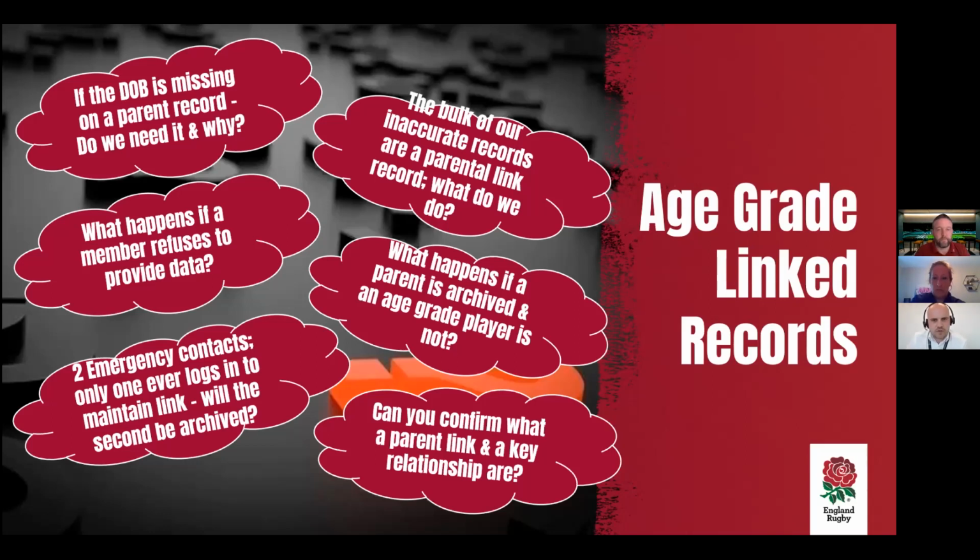You can see that the bulk of the inaccurate records are a parental link there. So if that age grade record and the parental record are not meeting the minimum standards at all, then we'd be looking to remove that, and encouraging individuals to go through that account creation process, which is more seamless than going to recover an account against information that doesn't exist in the database. Alex, is there anything else that needs to be covered there?